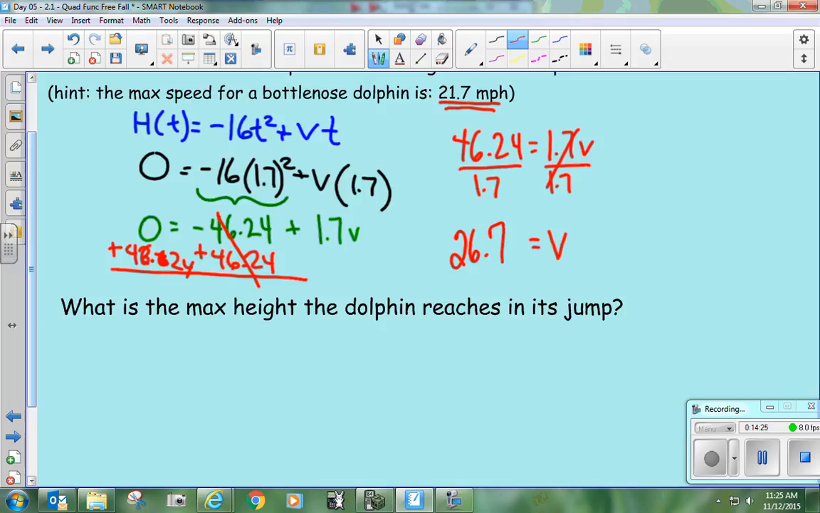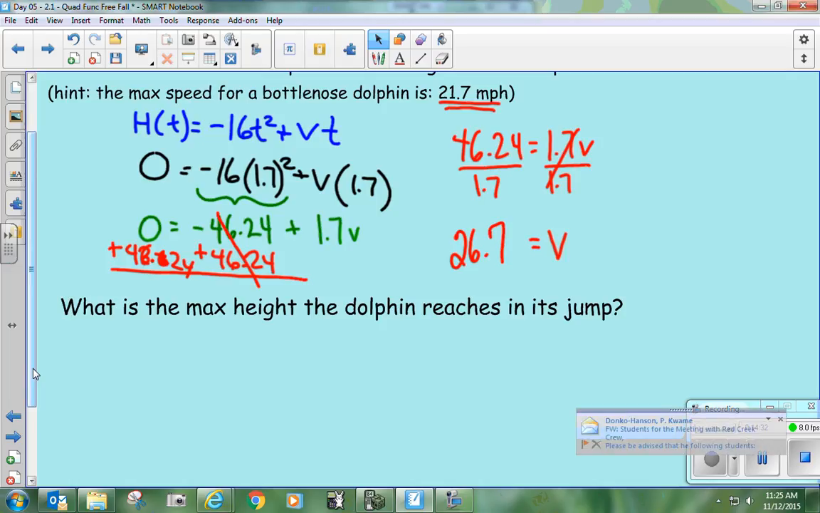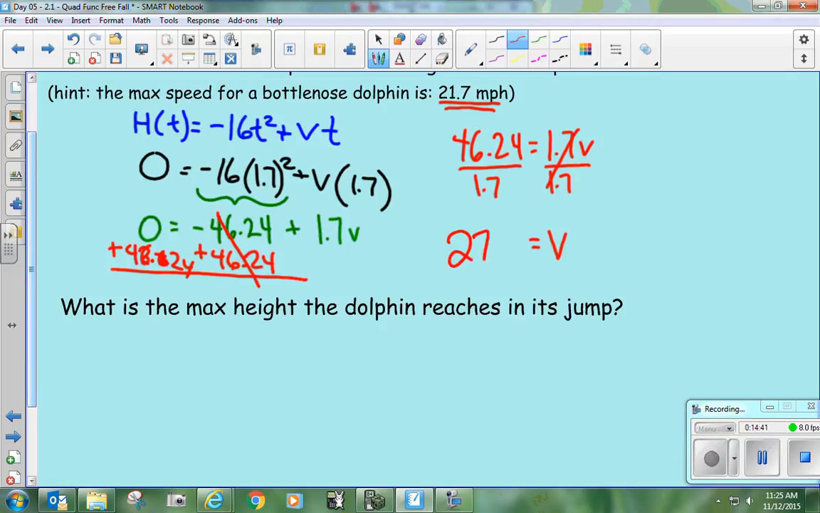Got it or no? You want me to do it? 46.24 divided by 1.7. 27.2? Okay, so that is 27.2. Now I can put that in for velocity. So our function of height is negative 16t squared plus 27.2t, excuse me, t, sorry. That is our function right there.